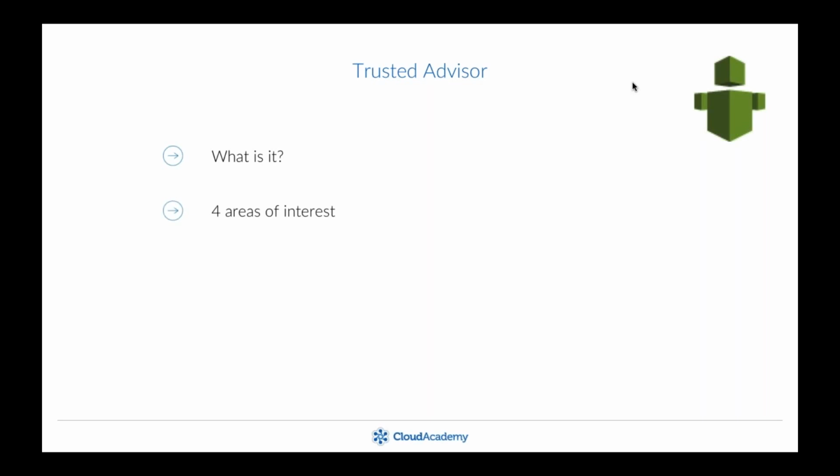It looks at your estate from a cost optimization point of view, a performance perspective, overall security, and from a fault-tolerant design as well. And it will look at your estate and your environment across these 4 areas, and it'll report back using a traffic light system. So red for immediate action required, yellow for investigation needed, and green for all okay and there's nothing to worry about.